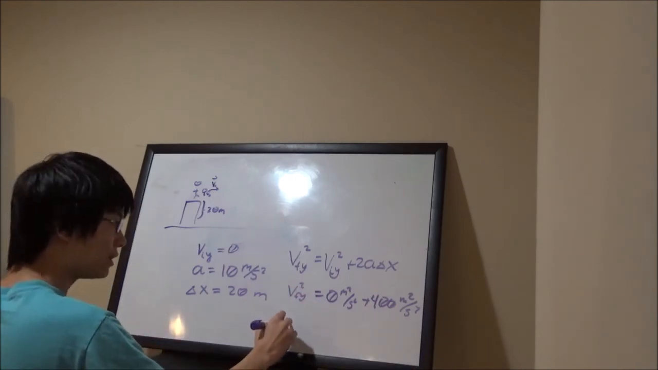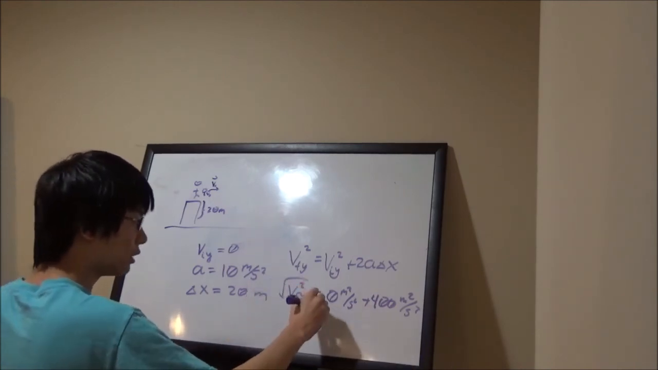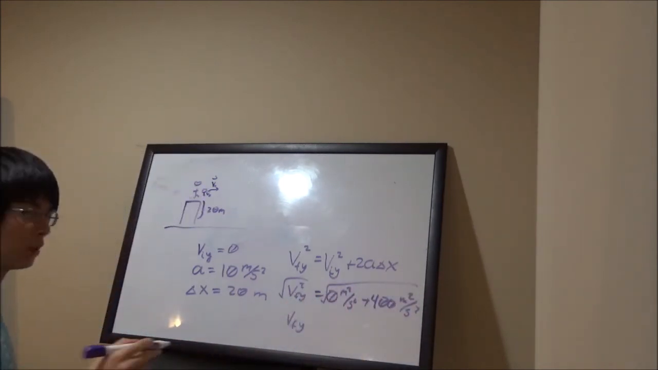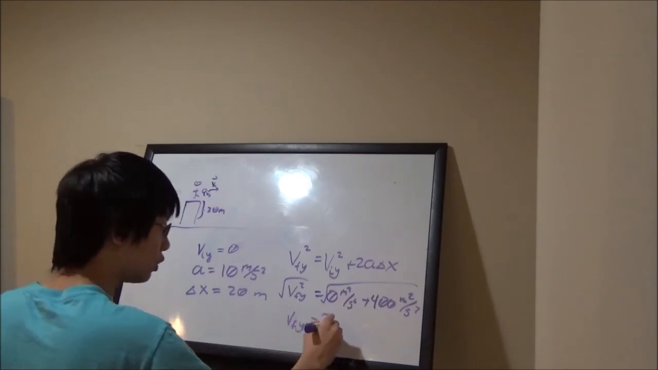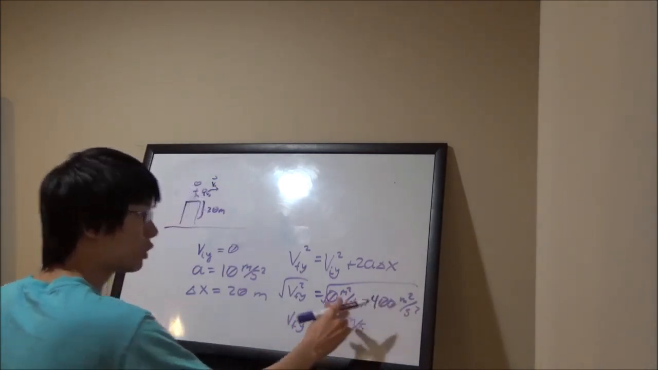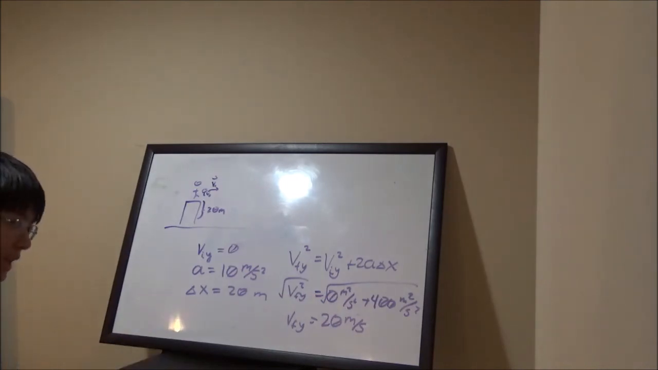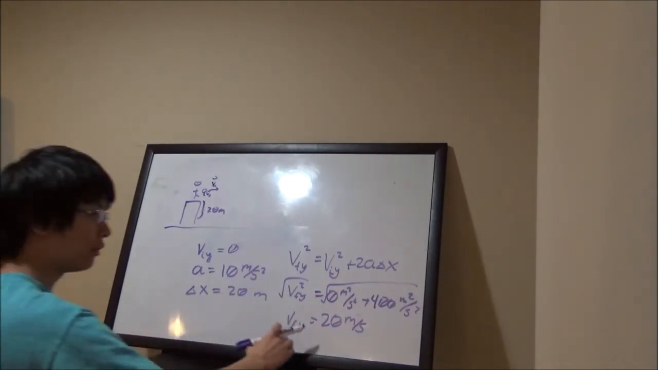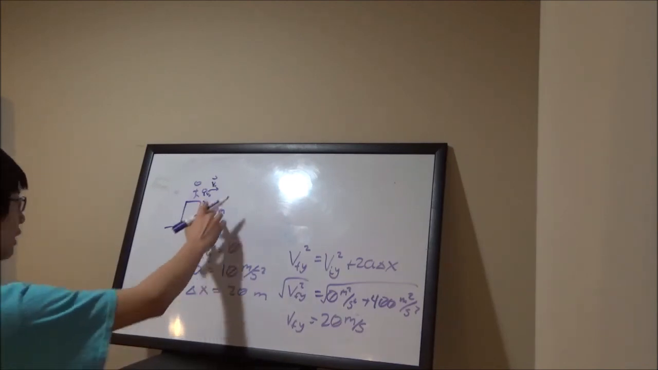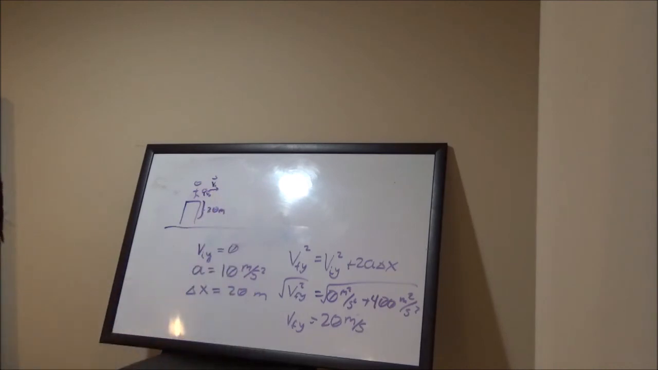If we take the square root of both sides, we get our Vfy, our final velocity in the y direction, equal to 20 meters per second, because the square root of meters squared over seconds squared is just meters per second. So there we go. We found our final velocity. That is awesome.